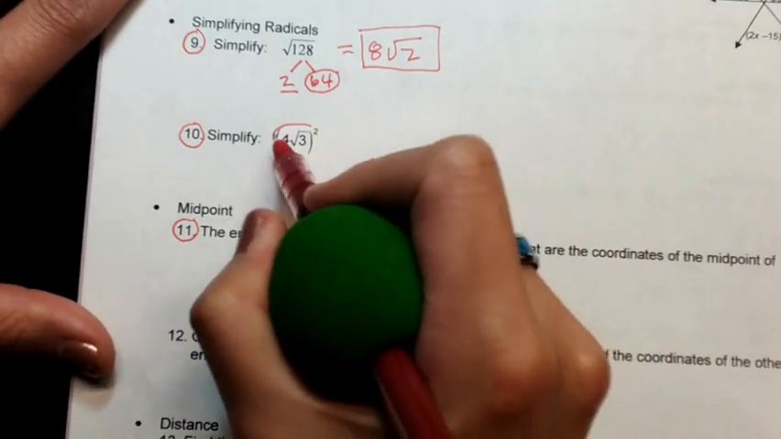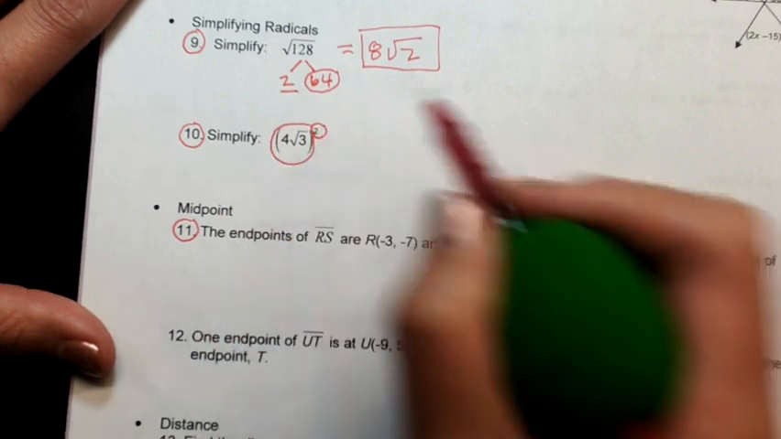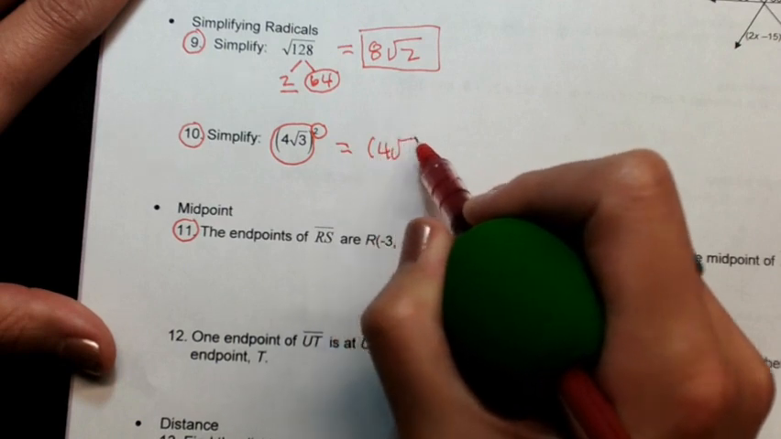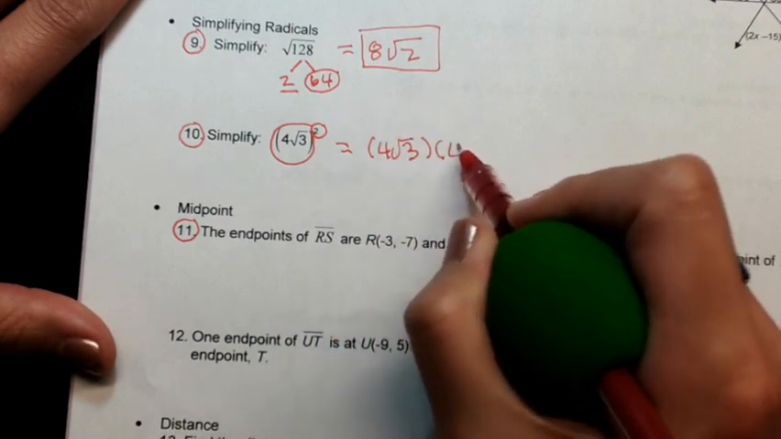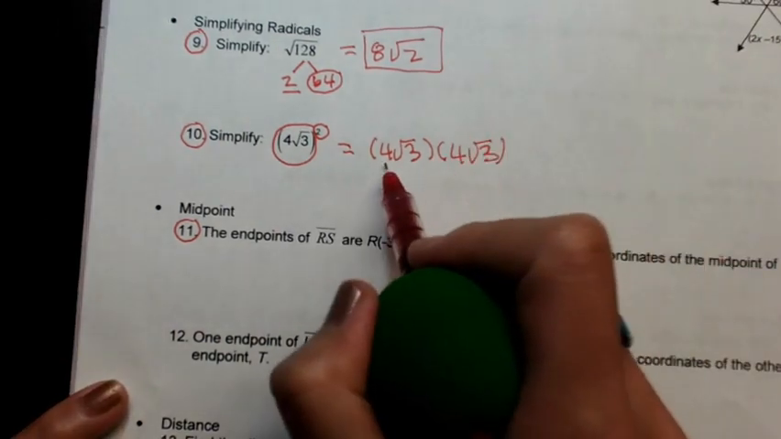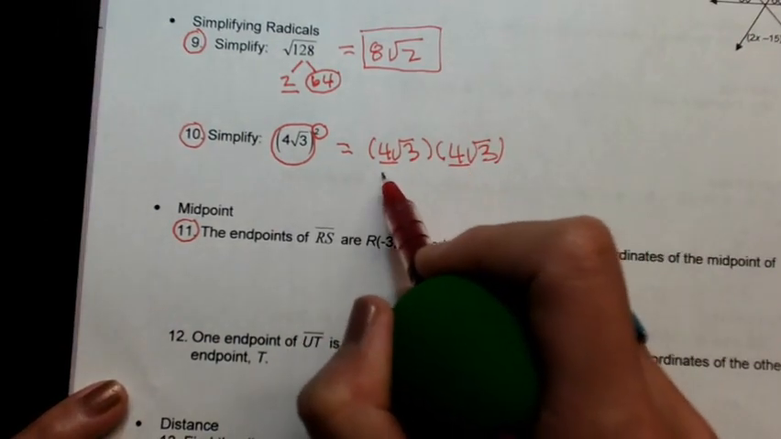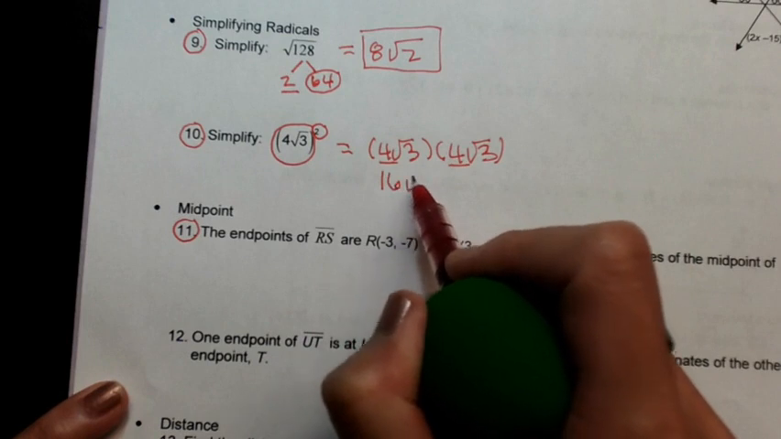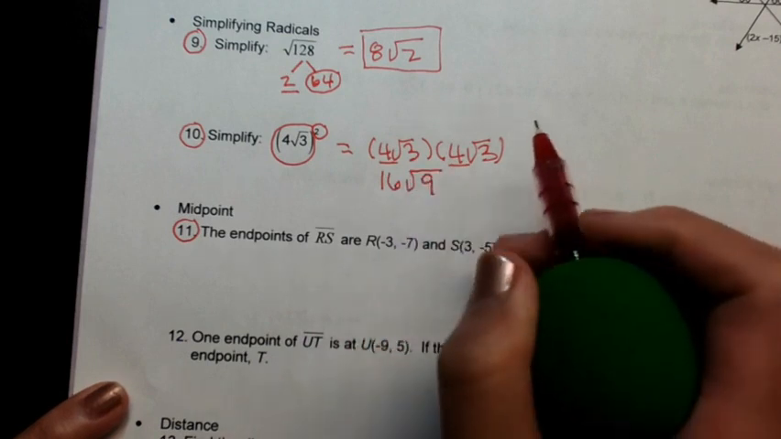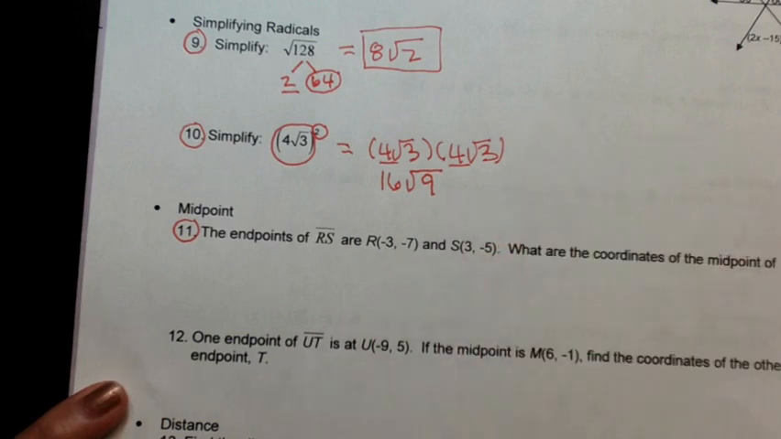What does this thing wrapped up with a square mean? We have 2 of them, so I'm going to write out 4 radical 3 and 4 radical 3. So look at the whole numbers. What is 4 times 4? 16. And radical 3 times radical 3 is? 3. It is 3, but I'm going to put radical 9 for now, for teaching purposes.